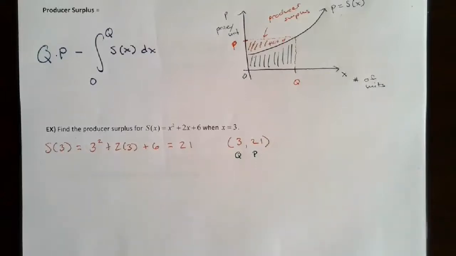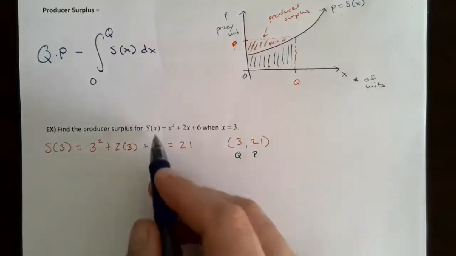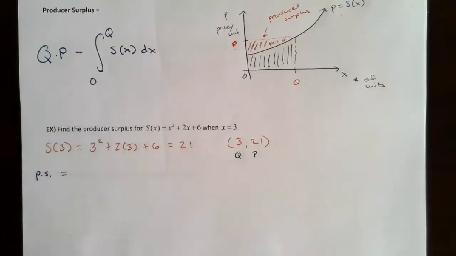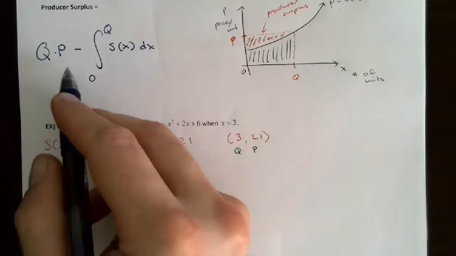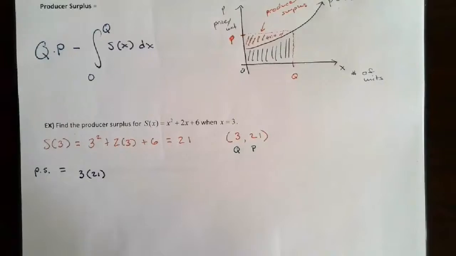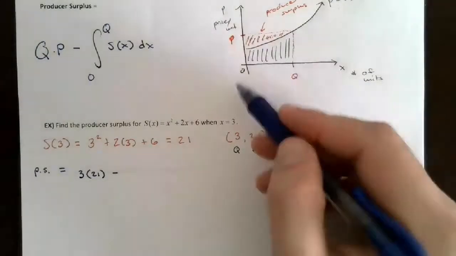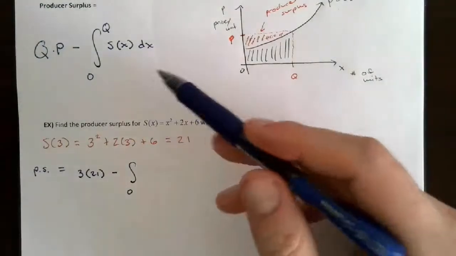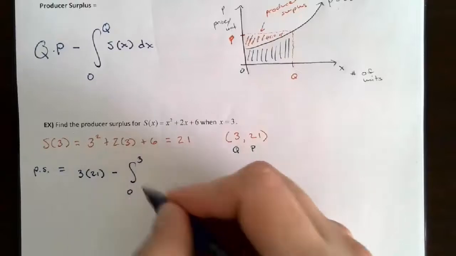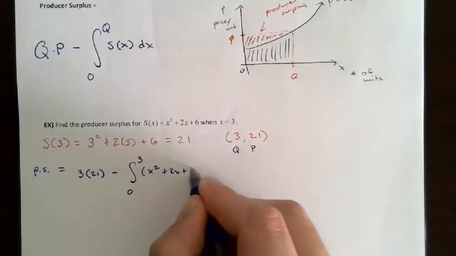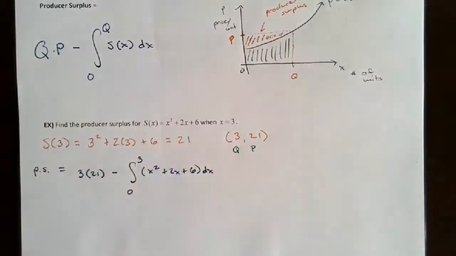Going through this, now I'm ready to find the producer surplus. Producer surplus is always based off the supply curve. Consumer is based off the demand curve. So my producer surplus, I'll use PS for short, is equal to Q times P, the quantity times the price. So it'll be 3 times 21. It's the area of that rectangle minus the area under the curve. So minus the integral from 0 to, remember, it's always from 0 to Q. It's an x value, so 0 to 3 of x squared plus 2x plus 6 dx.